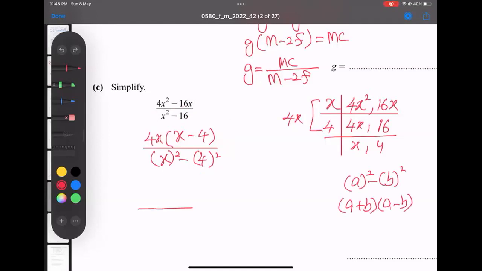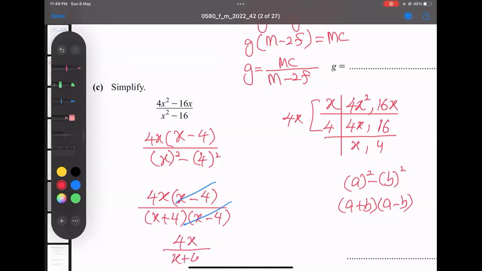And after this, what is the next plan? Upper part as it is. But the down part, you can see, like the same question here. One time x and 4 add and one time x and 4 subtract. And then x minus 4 cancels out. And my answer is finally 4x over x plus 4.